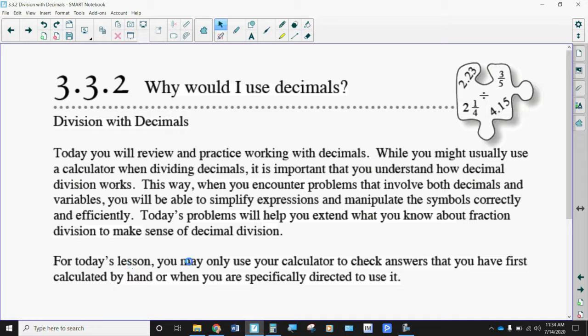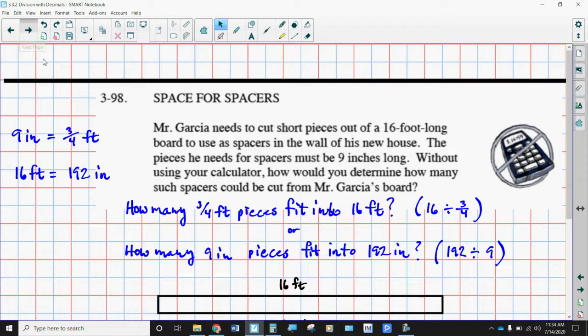For today's lesson, you may only use your calculator to check answers that you have first calculated by hand, or when you are specifically directed to use it. There is actually a problem where you're allowed to use the calculator. But for the most part, let's try to avoid the calculators so that you can understand this, okay? It's important to understand why we do the things that we do. All right, so let's read through this question first.